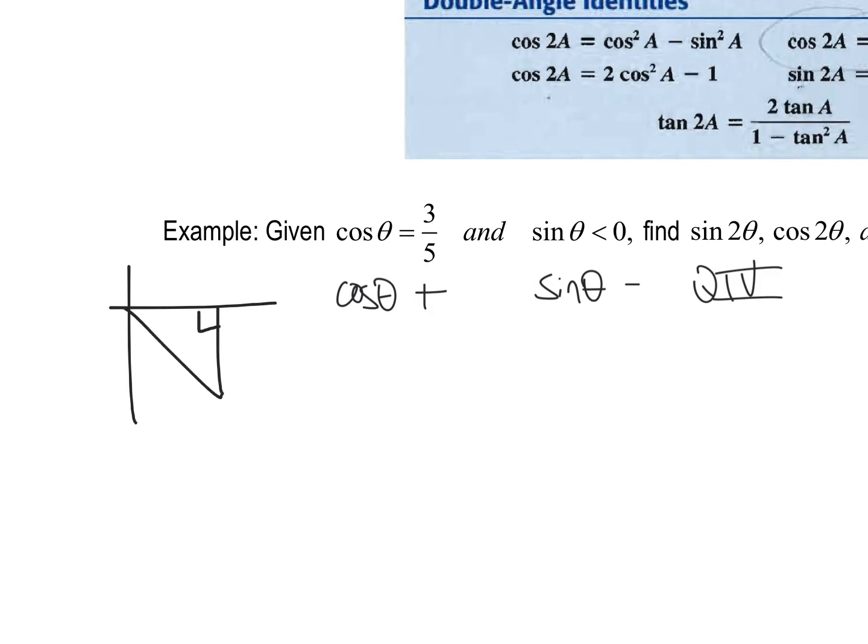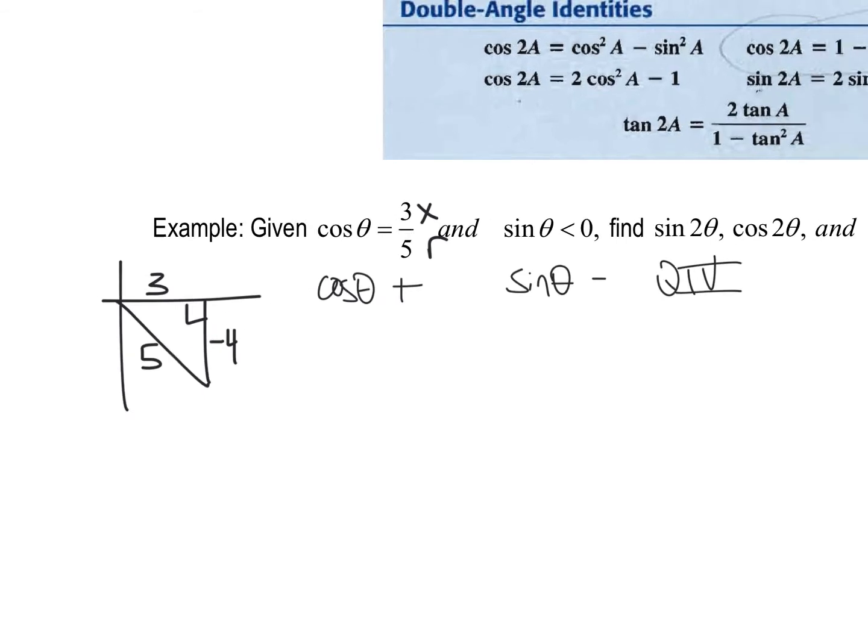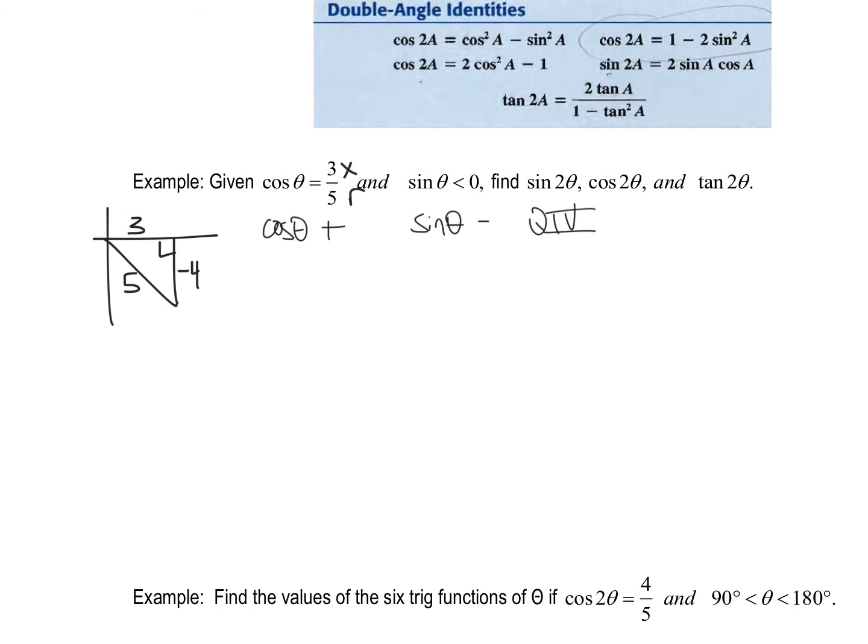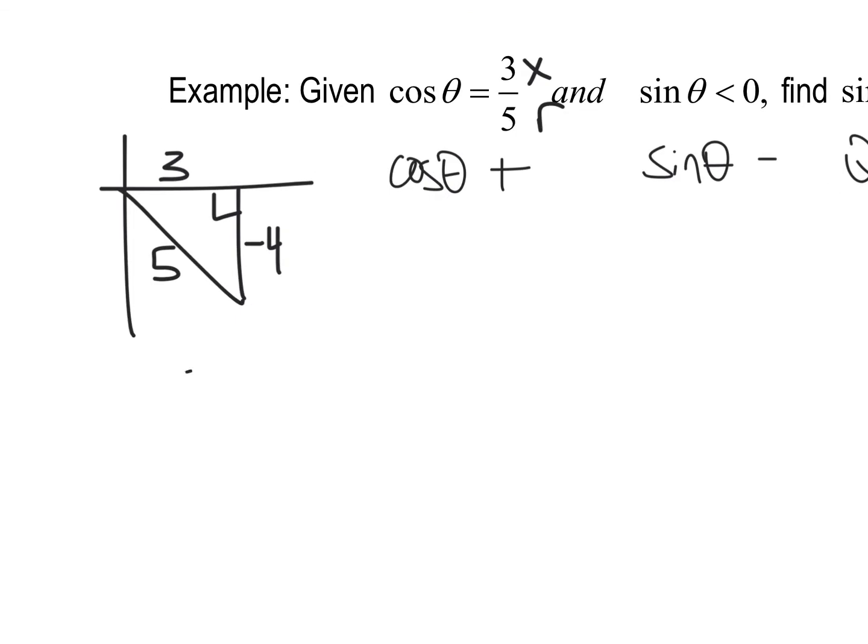If cosine is 3/5, remember that's x over r. My r is 5, my x is 3, my other side, my y is -4 by Pythagorean theorem. So I use Pythagorean theorem to get 4, and it's negative because it's in the 4th quadrant, and y is negative there. And so this problem now is asking me to find sine of 2 theta, cosine of 2 theta, and tangent of 2 theta. So I'm going to do 3 different problems. The first one I'm going to do is sine of 2 theta. I'm going to zoom in a little bit.